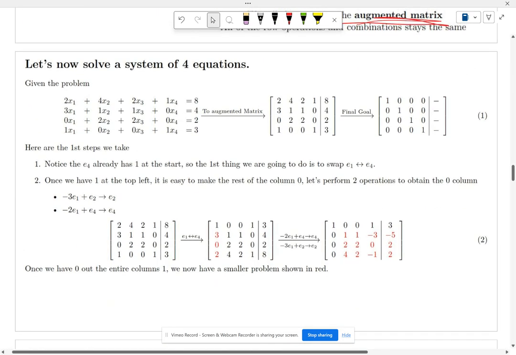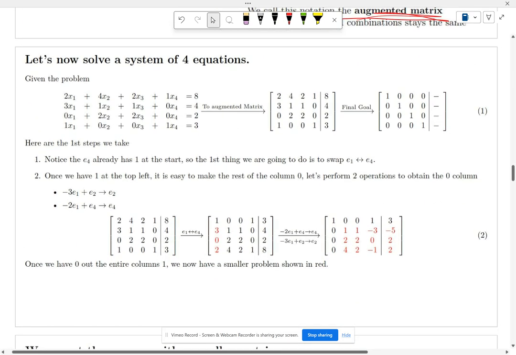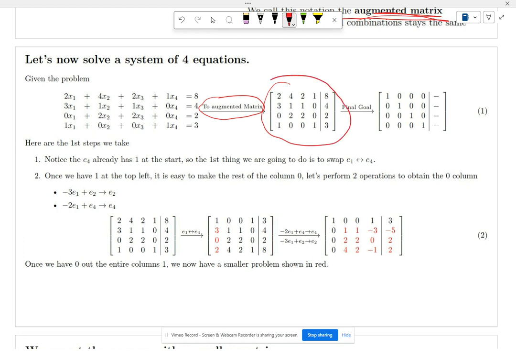Okay? Now let's solve a system of 4 equations. So this one's 4 equations. So over here, the first thing we do is create the augmented matrix.